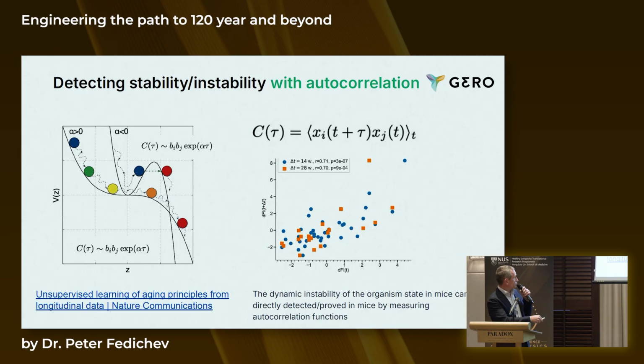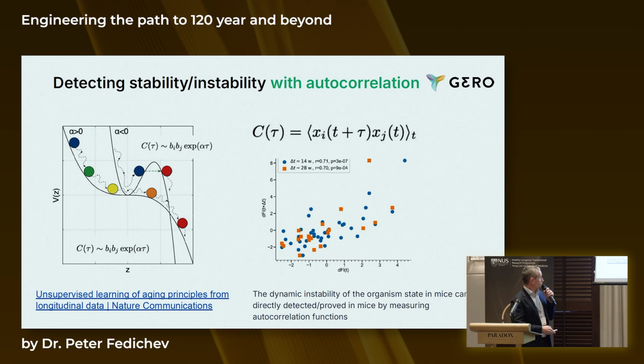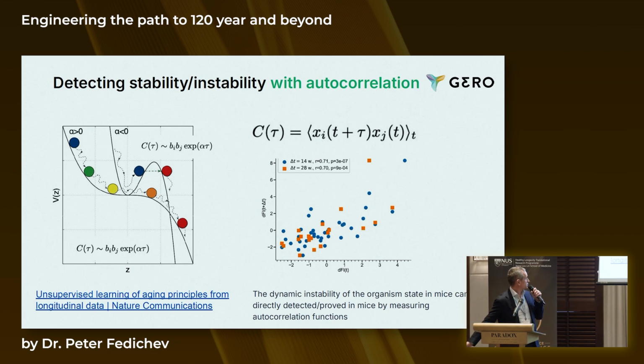So this is the actual data in mice. This is the biological age at a certain age, and this is the biological age in blue at 14 weeks ahead and 24 weeks ahead. And you can see that there is quite a perfect correlation. The autocorrelation function in mice doesn't want to decay, which means that mice are precisely unstable animals. And this, by the way, has a very interesting practical consideration.